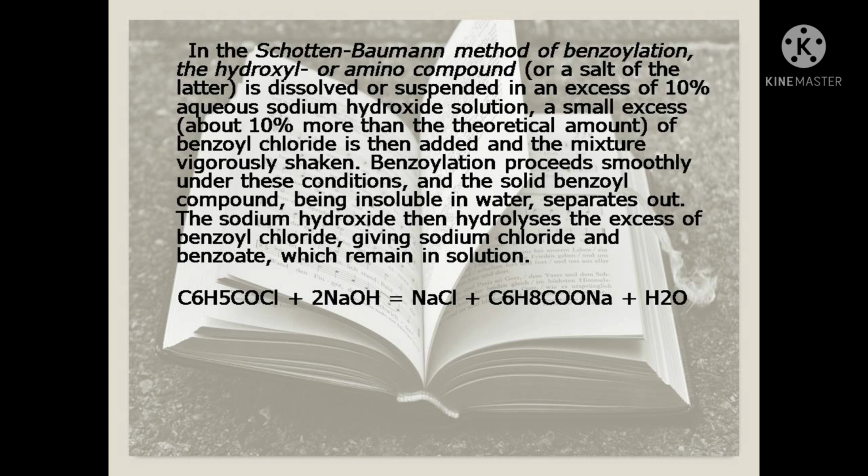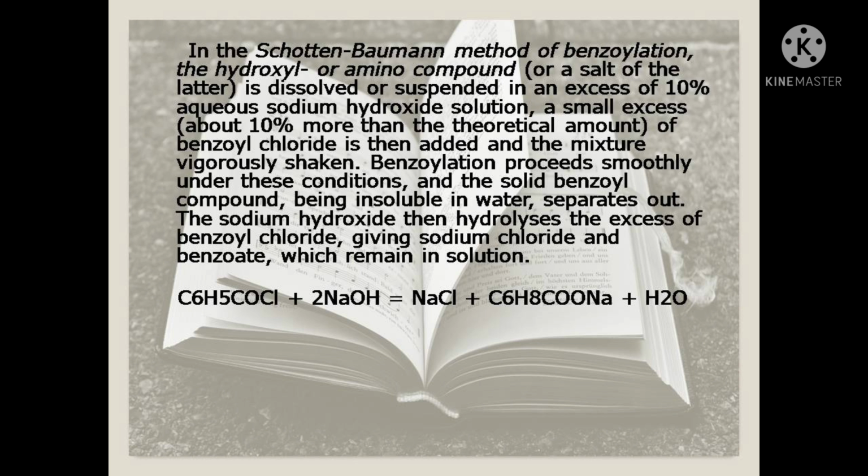In this Schotten-Baumann method of benzoylation, the hydroxyl or amino compound, or a salt of the latter, is dissolved or suspended in an excess of 10% aqueous sodium hydroxide solution. A small excess, about 10% more than the theoretical amount, of benzoyl chloride is then added and the mixture is vigorously shaken. Benzoylation proceeds smoothly under these conditions, and the solid benzoyl compound, being insoluble in water, separates out. The sodium hydroxide then hydrolyzes the excess of benzoyl chloride, giving sodium chloride and benzoate, which remains in the solution.